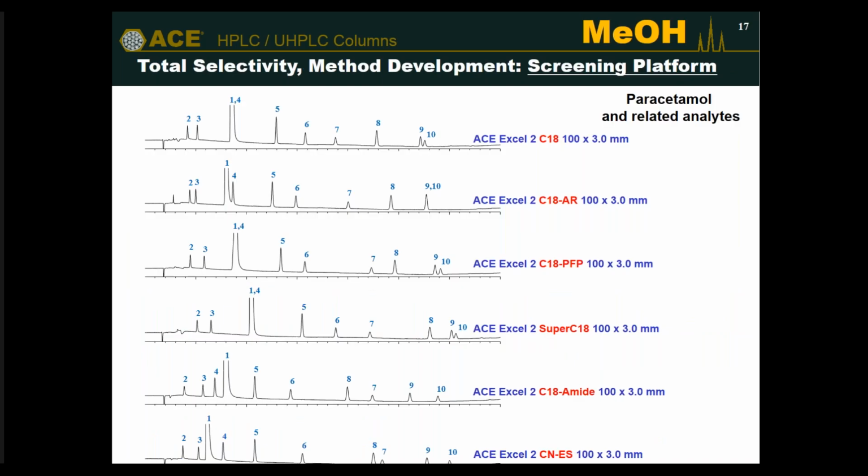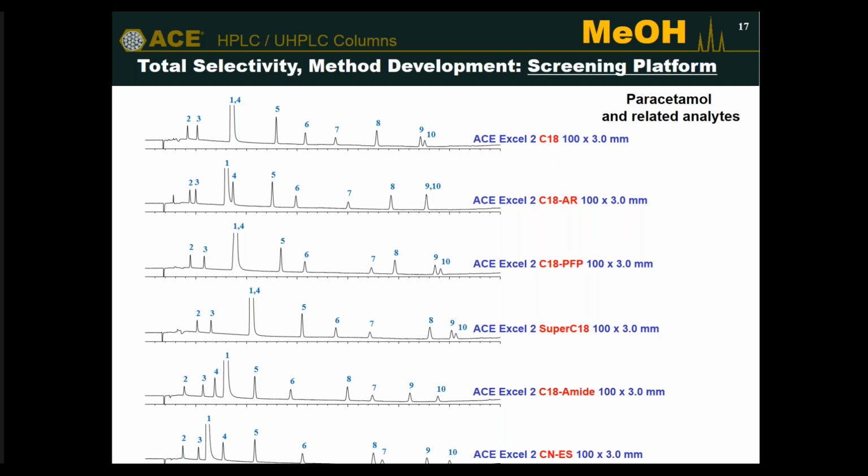So these are the data with the 6 different ACE columns. You can see from the top in red, we have C18, AR, PFP, super C18, C18 amide, and the cyano-ES. Different mechanisms of interaction, different column chemistries. First of all, the first thing to point out is peak 2. This is the 4-aminophenol. Even though the k value is very low, it is retained away from the T0, so we can integrate and quantify this compound. So working at pH 6 rather than pH 3 did make a significant difference.